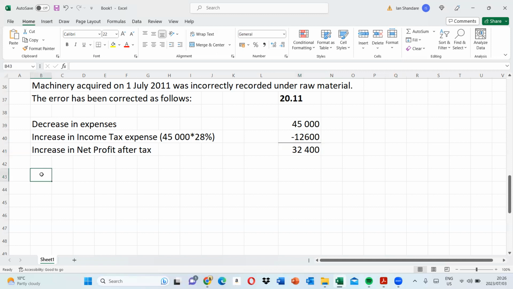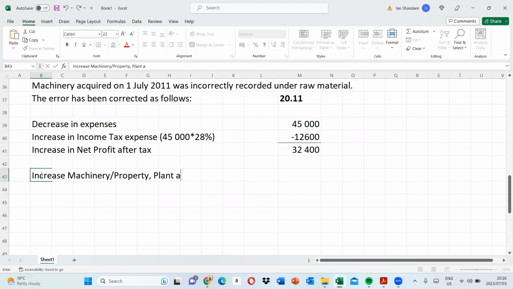Then we come to the statement of financial position. What is going on in regards to the statement of financial position? Remember now we have to increase machinery, or you can record it as property, plant, and equipment. It is 2.5. In the statement of financial position, we just record these as one item, which is property, plant, and equipment.